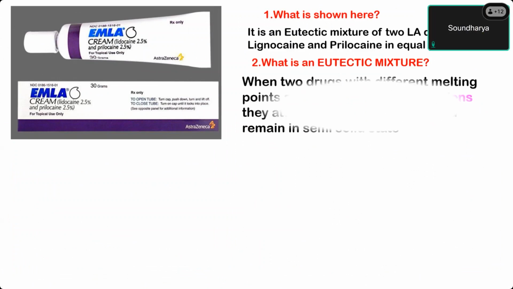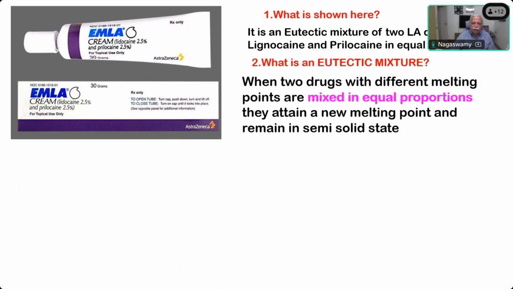Equal proportions. When two drugs with different melting points are mixed in equal proportion, they attain a new melting point and remain in a semi-solid state. That is what is called the eutectic mixture. Individually, lignocaine has a different melting point and prilocaine has a different melting point. But when you mix them both, it attains a new melting point where they will remain as a semi-solid cream instead of becoming liquid. That is the advantage of mixing them.